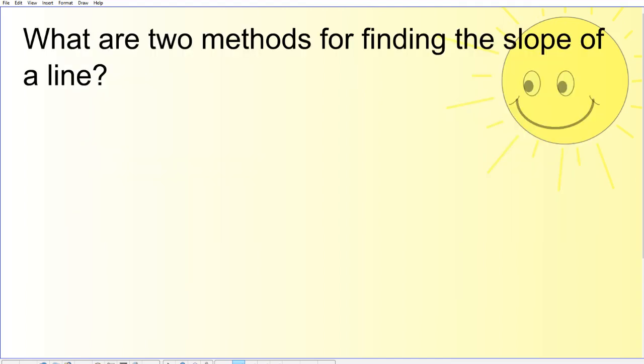So right now, if you could please pause the video. Question says, what are two methods for finding the slope of a line?